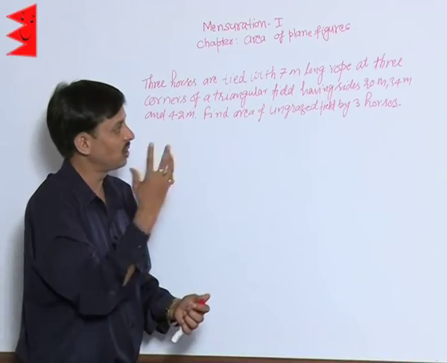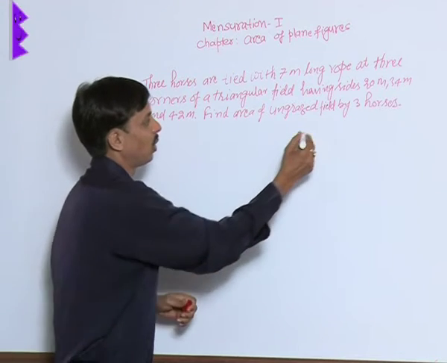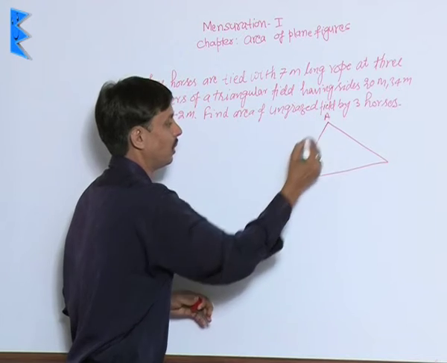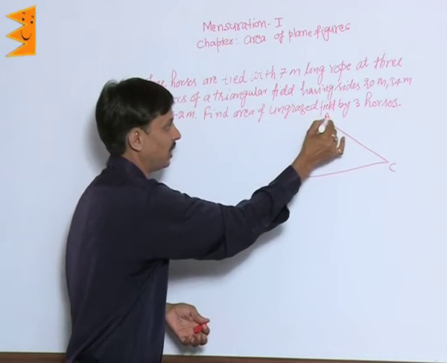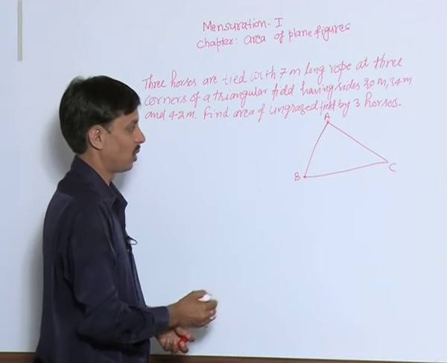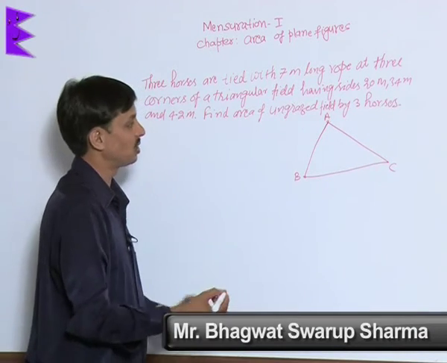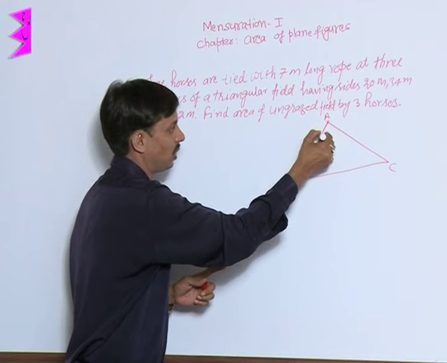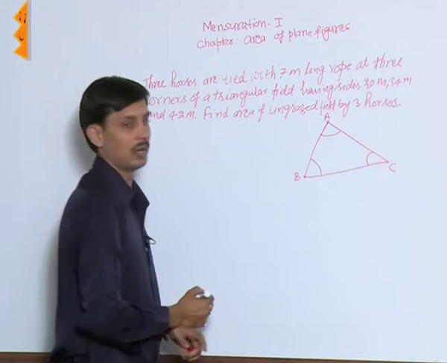So first of all, the question is how to tackle the problem. In order to understand it, we will draw a triangular field named ABC. The first horse is tied here on corner A, the second on the second vertex or corner B, the third horse on C. The length of rope for each horse is fixed at 7 meter. So the horse can come only till this position. Same here 7 and same here 7.